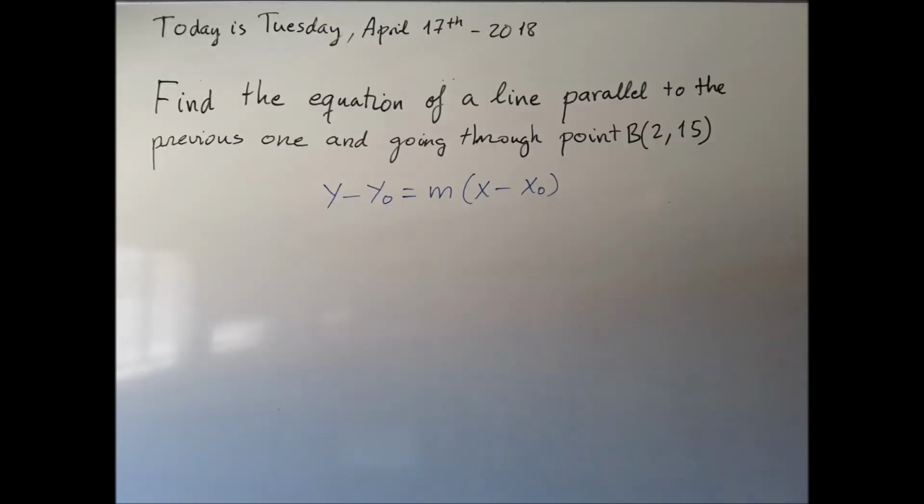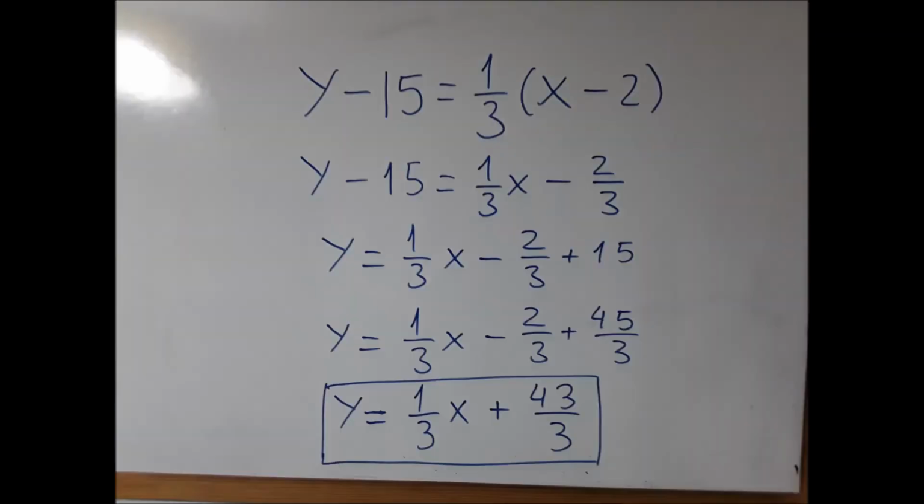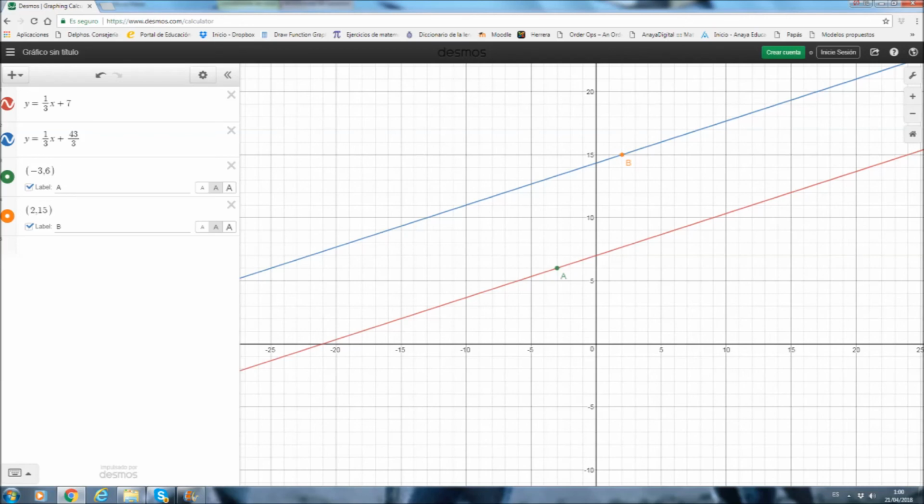And now we are going to see a different version of the same problem. In this case, they ask for a line parallel to the previous one and going through point B (2, 15). As the line is parallel, we use the same slope as in the previous one, that is 1/3. But we replace by the coordinates of the new point, (2, 15). And this is what we get, and we can see with Desmos that it is exactly the line parallel to the previous one and going through the new point B (2, 15).